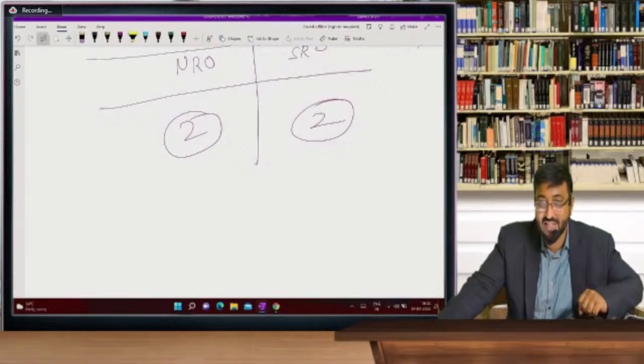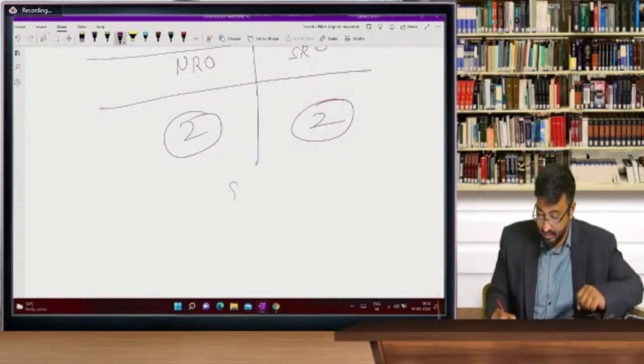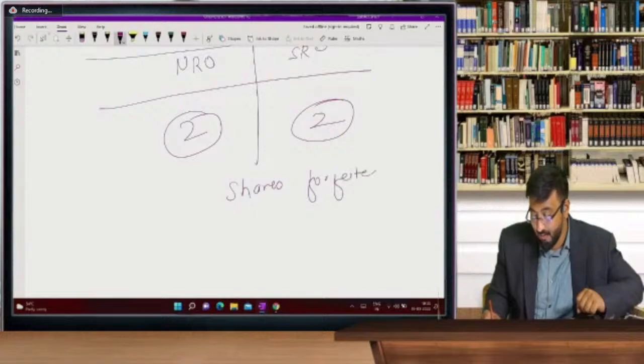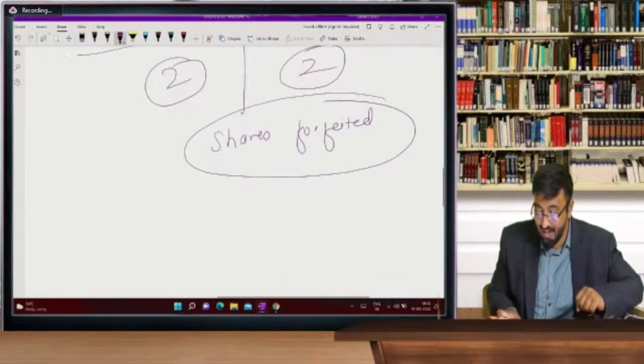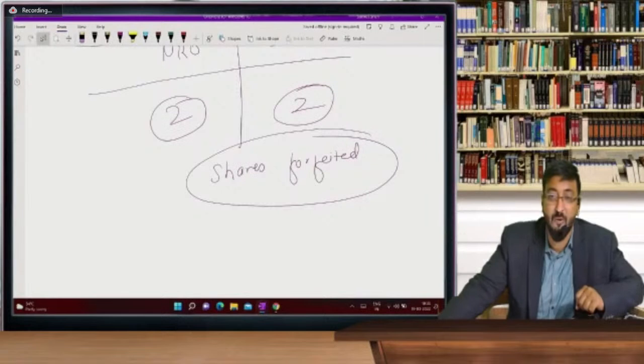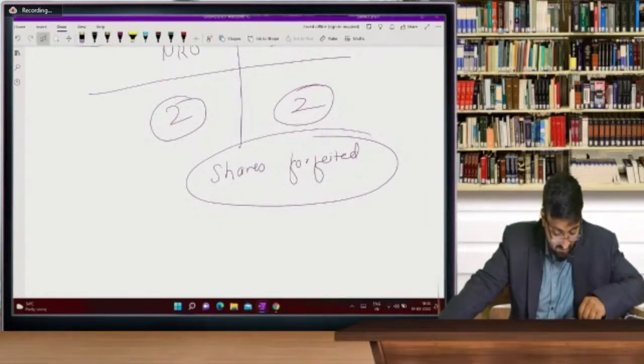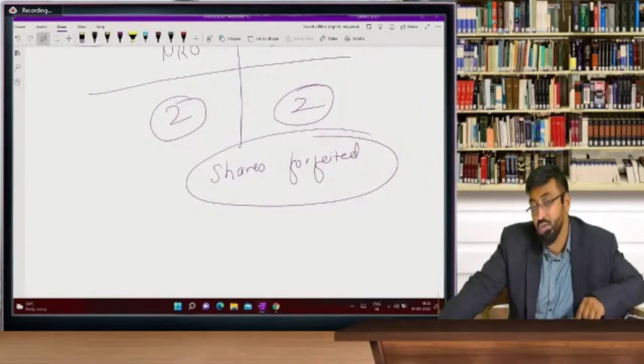Yes, NRO and SRO, open question to all of you. Shares forfeited. So last question, let's see. Shares forfeited. Your foundation knowledge, I want to check it. Shares forfeited due to non-payment of call money. Now this is a hint. So you are canceling your share.